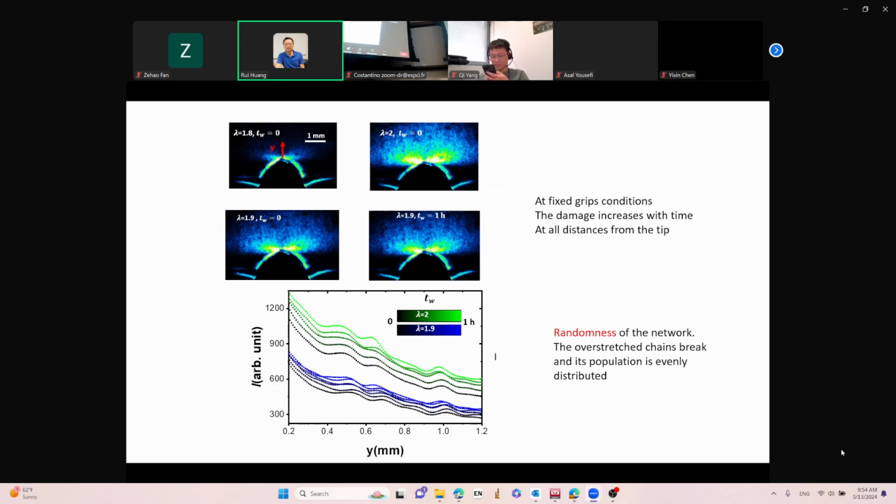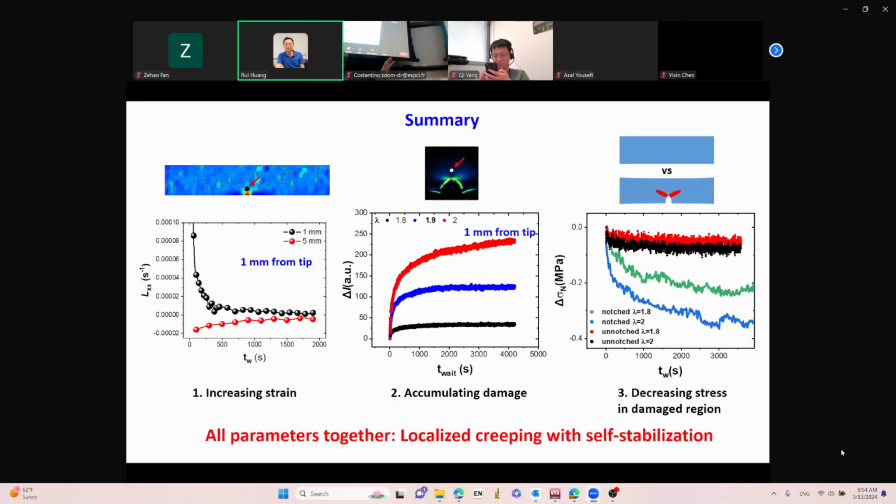So it's not, you would expect if all the chains were the same length, it would break here much more than here. Not the case. And this is really the distribution of chain length that gives us that. So finishing with this, in increasing strain, accumulating damage, decreasing stress. So it's really a mix of creep and relaxation that we're seeing here in this system.